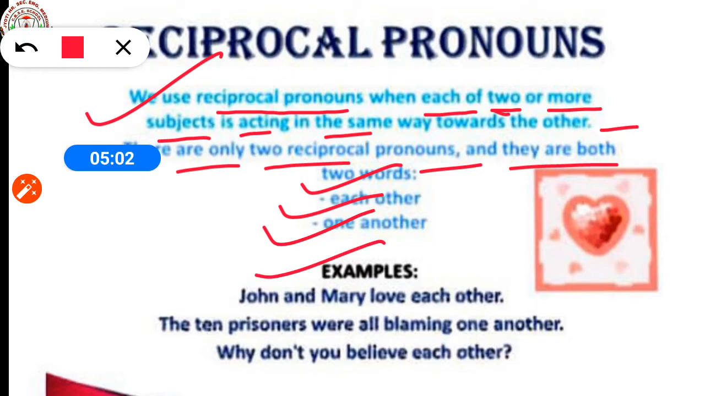You can see the examples. John and Mary love each other. The 10 prisoners were all blaming one another. Why don't you believe each other? So these are the examples of reciprocal pronouns, and we always remember that when each of two or more subjects is acting in the same way towards the other, at that time we just use reciprocal pronouns.